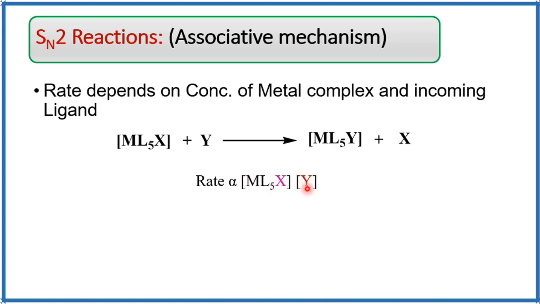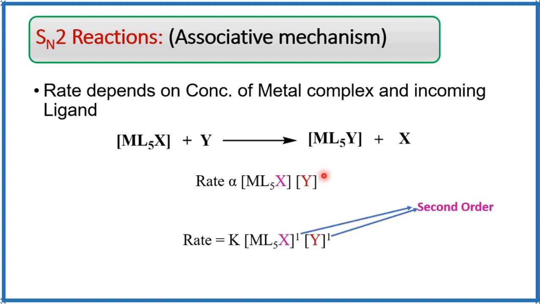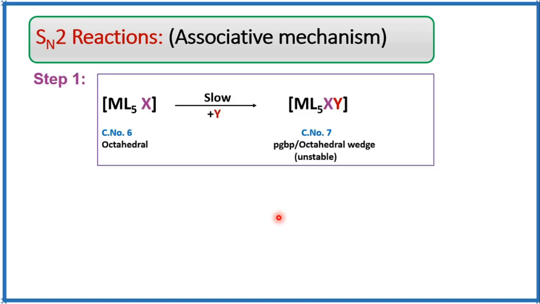So both the concentration terms are there. They are having power 1 and power 1. So therefore, we call it a 1 plus 1 equal to 2 second order reaction. That's why we have written 2 here. That's why we are saying that it is a bimolecular mechanism. And SN2 reactions also take place in 2 steps.